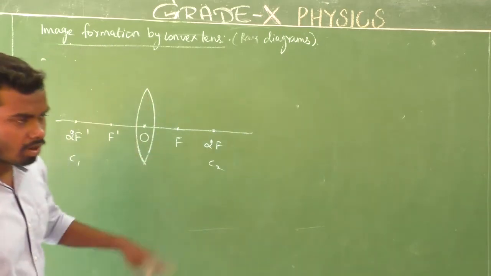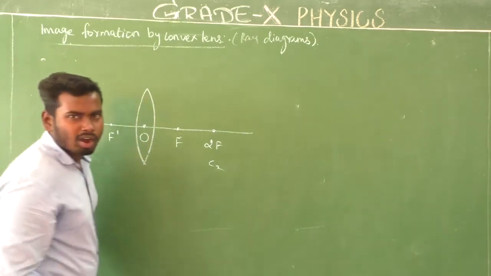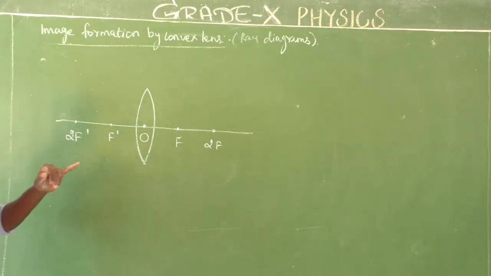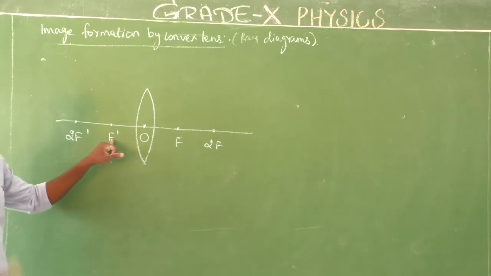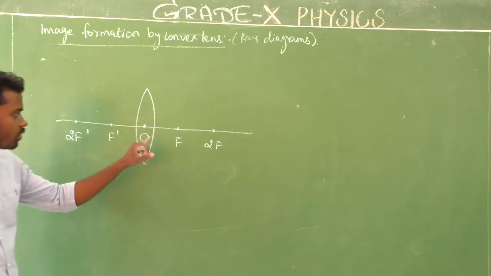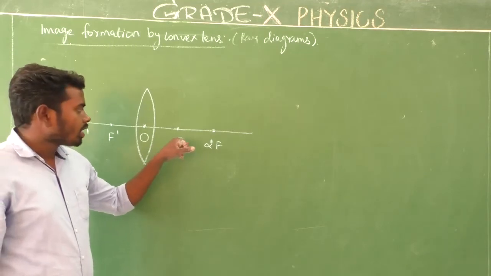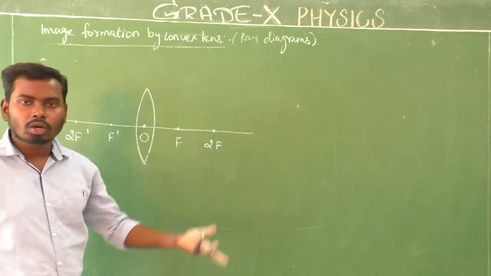Is it clear? For my convenience, I have taken twice the focal length like that. Look here. The distance between 2F' and F' and O will be equal. Here also, the distance between O and F will be equal to F to 2F. All distances are equal. Is it clear?